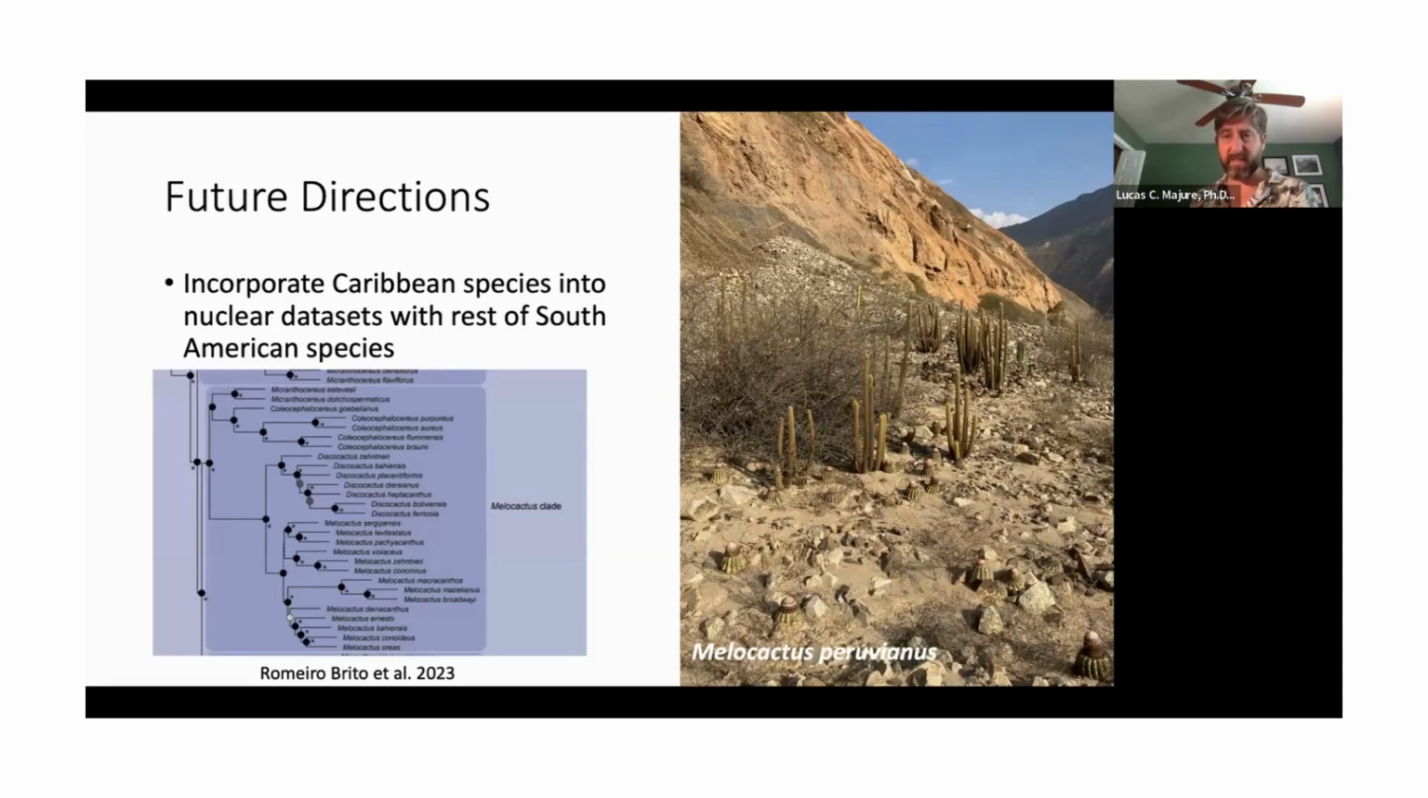This is a photo I took at Cañón del Pato in Peru last year. And you can see these really amazing Melocactus peruvianus growing along with Haageocereus. And it's a really curious group in Peru as well because Melocactus peruvianus has a really wide distribution. And there's another species that's not a close relative, Melocactus bellavistensis, that's much more restricted to tropical dry forest. We did have both those species in our previous phylogeny, but we need to include essentially all species into the next round.